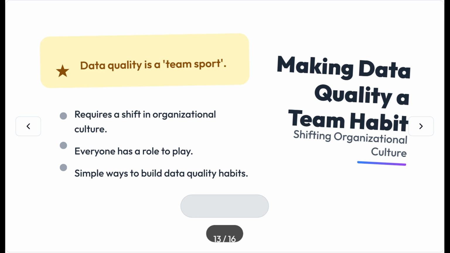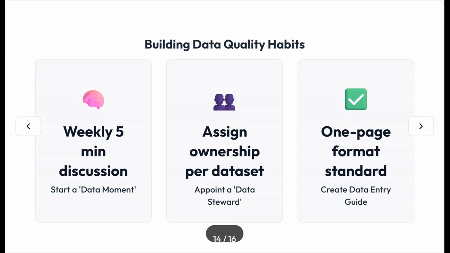Here are a few simple ways to build this habit. First, start a data moment. Spend 5 minutes in a weekly team meeting highlighting one data quality issue and the plan to fix it. This keeps it top of mind. Second, appoint a data steward. Make one person responsible for the quality of a specific report or data set. They become the go-to person if something looks wrong. This clearly assigns ownership. Third, create a simple data entry guide. A 1-page document showing how to format names, dates, and addresses can prevent thousands of errors before they even happen. These small, consistent efforts build better habits.